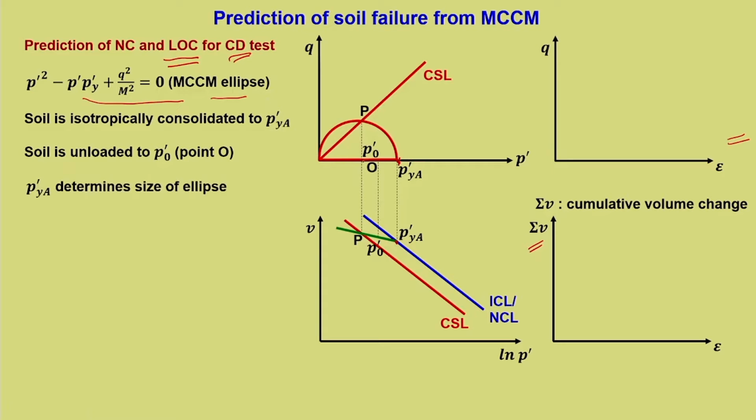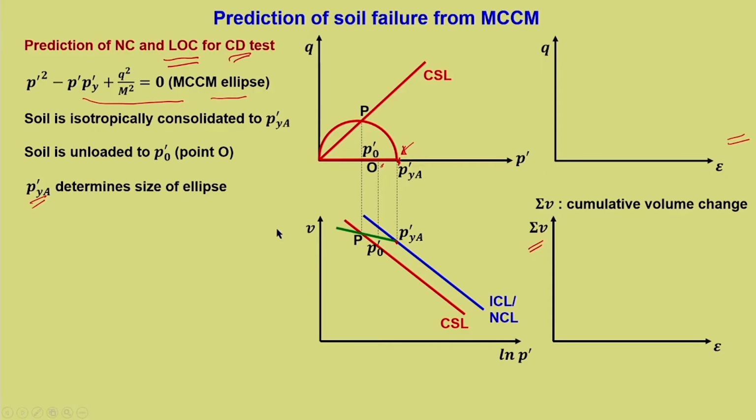So, now we are ready with the initial point, which is p'0. Now, we know from our previous discussion also, p'yA determines the size of the yield curve, and we have also seen that these are the state parameters based on which the size of the yield curve gets determined, this one and q. Now, p'yA determines the size of the ellipse. So, the major axis is given by p'yA. Now, this particular state p'yA is NC and p'0 is LOC. It is very clear.